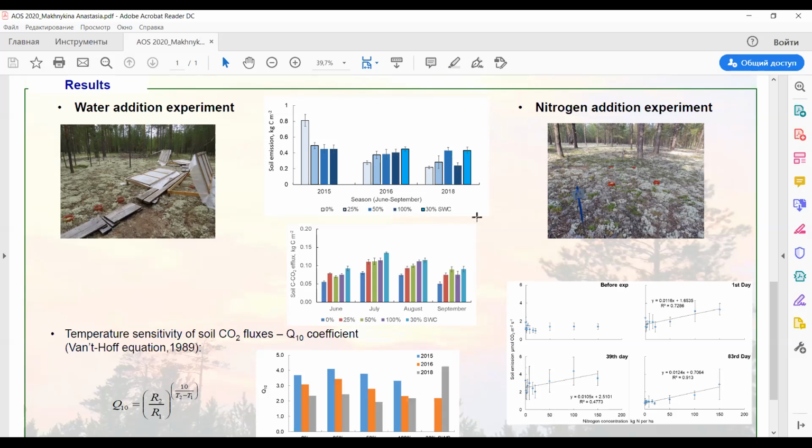So during the other two seasons, we found really expected results, that the biggest emission was observed in the treatment with 30% of soil water content, because this is the threshold soil moisture, or kind of optimal moisture conditions. After this threshold, we don't have any more water limitation for our soil CO2 emission. And we have a very good dependence between the soil temperature and the soil moisture, a really exponential dependence.